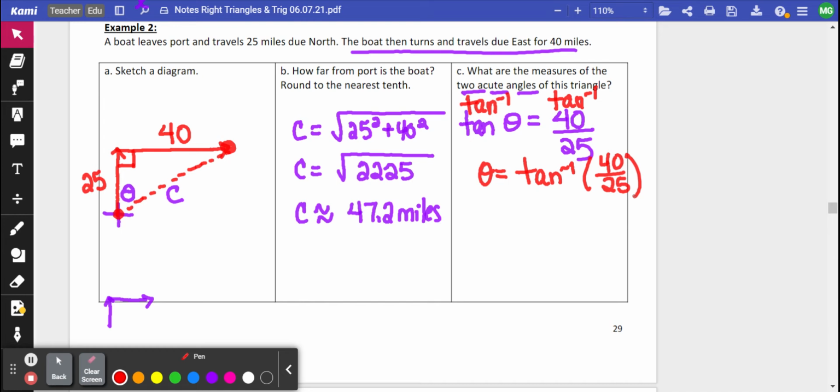Put that in your calculator, inverse tan of 40 over 25, and you should find that the angle is a 58-degree angle. Okay, so if this angle is 58 and these two angles are complementary, to find the other angle, we can simply do 90 minus 58. And we get 32 degrees. So this is a 32-degree angle. Theta was a 58-degree angle. Okay, let's turn the page for another example.